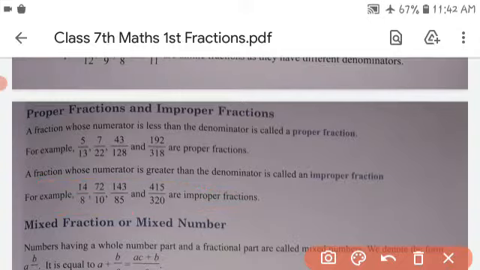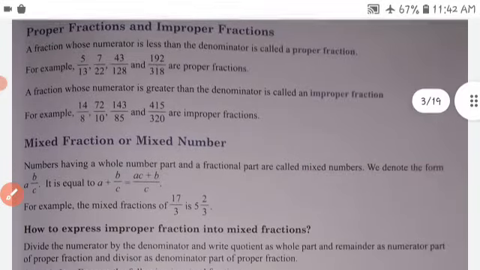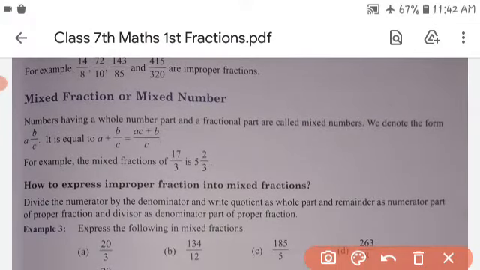Mixed fraction or mixed number. A number having a whole number part A and a fraction part is called a mixed number. We denote the form A whole number B by C, equal to A plus B by C, or (AC plus B) by C. For example, the mixed fraction of 17 upon 3 is 5 whole number 2 by 3.